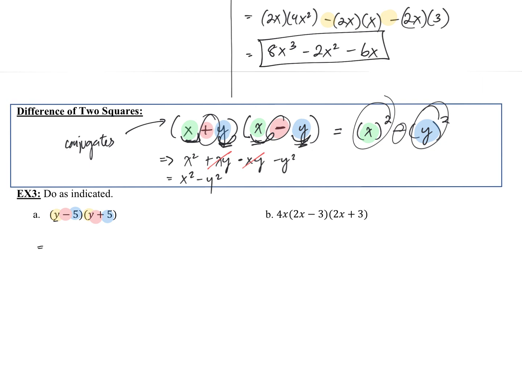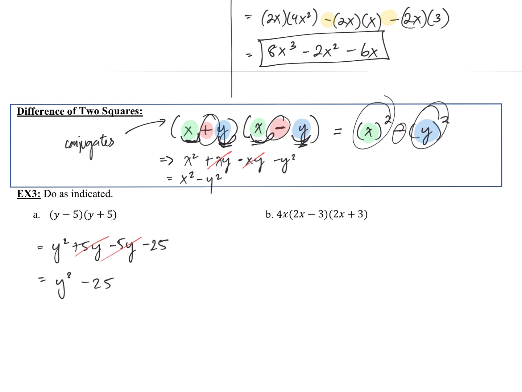So doing FOIL, the first terms tied together, that'll be y squared. And then first to outside, 5y. Inside, negative 5 times y. And last, negative 5 times 5, so that'll be negative 25. That'll be y squared. Ooh, and the 5y values cancel out. The middle terms did cancel out. Minus 25. Now, is that the same as if we had followed the formula for difference of squares?